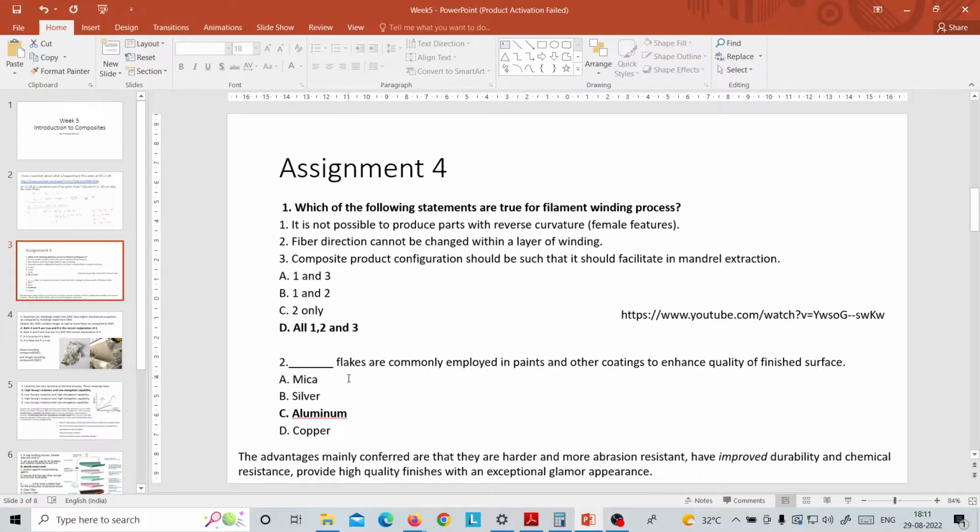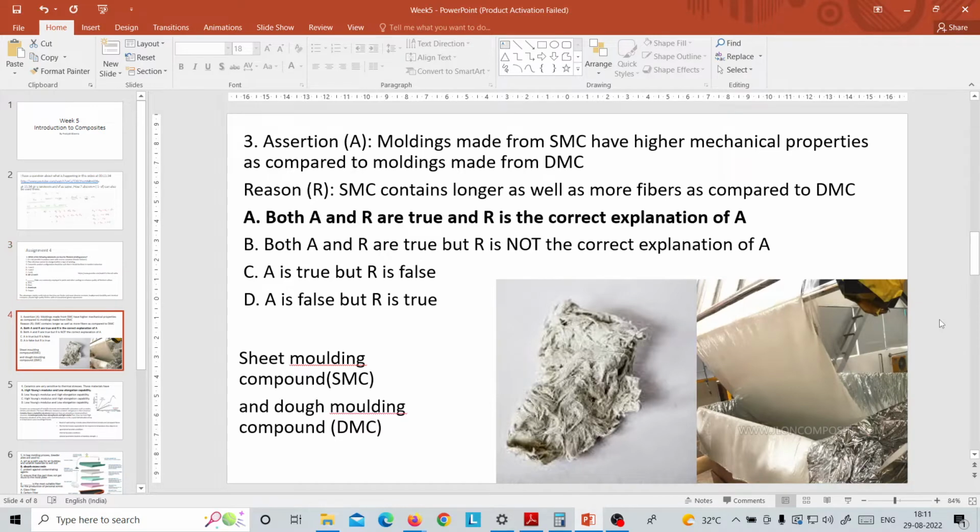Then the second question was about which kind of flakes can be used for coatings. It's aluminium. It is a very common property of aluminium that it gives high surface finishes and has high resistance to chemicals because it forms an oxide layer over itself. That's why it's used as a sacrificial material and is preferred for coatings for high surface finishes.